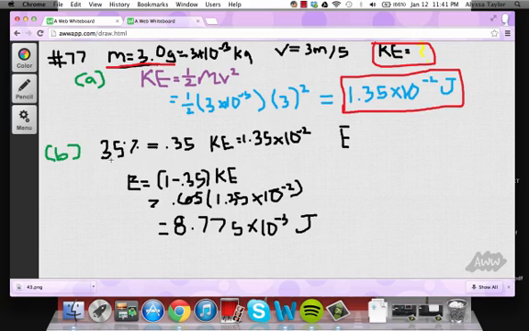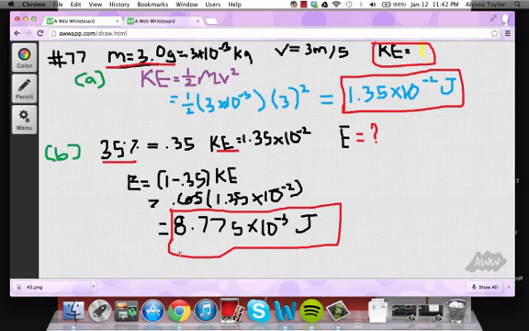The next part of the question says that the spring has 35% efficiency, I believe. So we can change that to decimal here, and we also have our kinetic energy from the problem above, and we are asked to find the energy if it has 35% efficiency. So if we do 1 minus 0.35, our conversion, we can get what the efficiency is that is actually being used in the kinetic energy. So we can multiply 0.65 times 1.35 times 10 to the negative second, and we get 8.75, or 7.75, times 10 to the negative 3rd joules of energy.